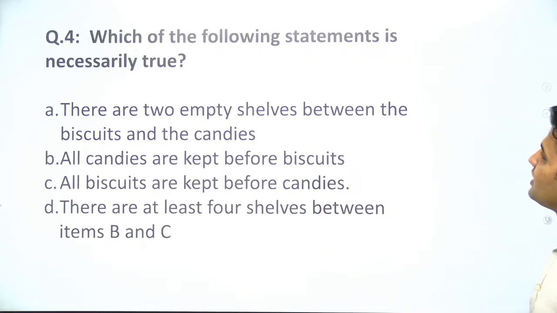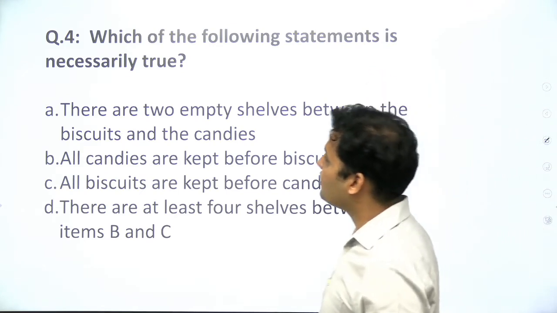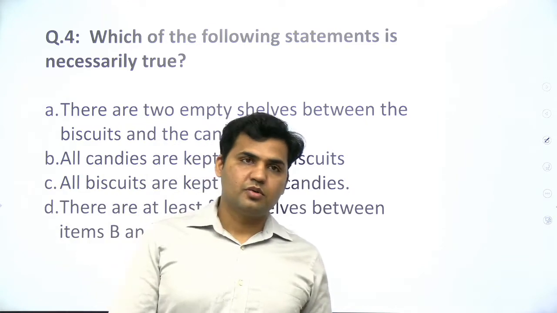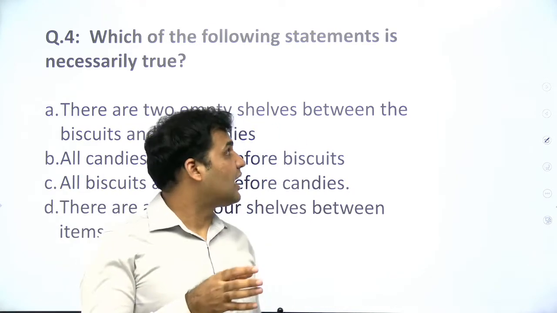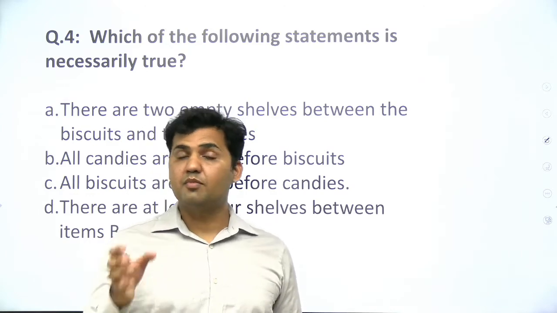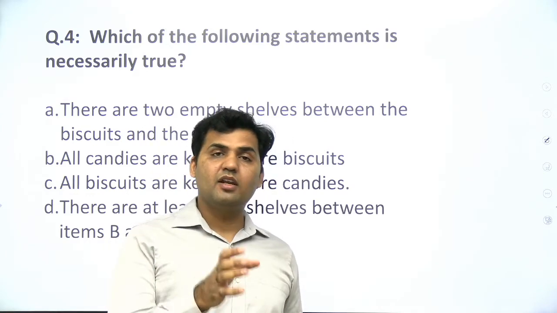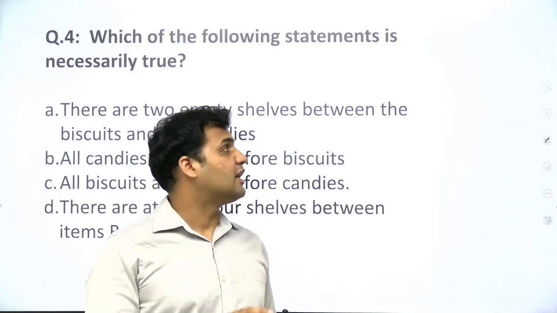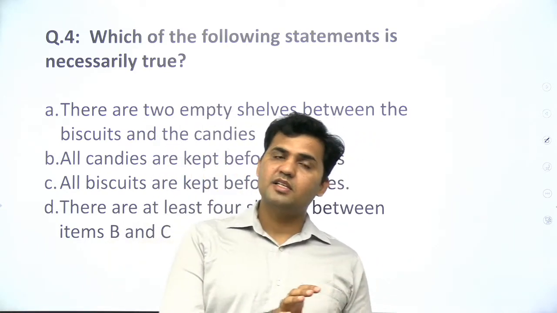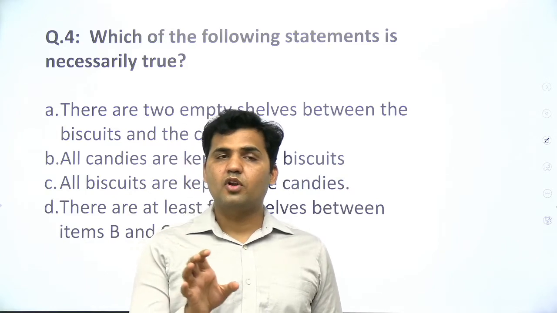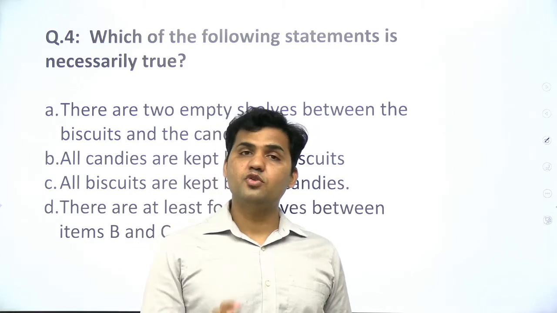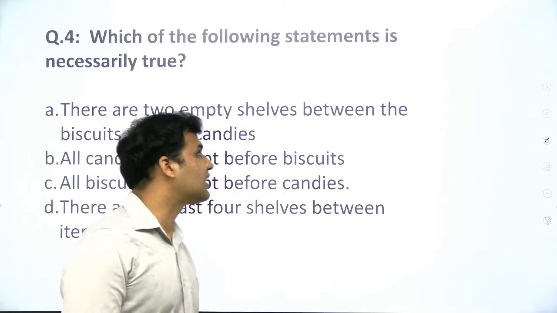Going to the next question, guys. Which of the following statements is necessarily true? Now, when the examiner asks you for the statement which is necessarily true, that means it has to be true in all possible cases. That means it must hold in all possible combinations. It's not that if I have 8 different possibilities, a statement which holds in only one of them is necessarily true. Necessarily true means it has to be true in all the possible cases.